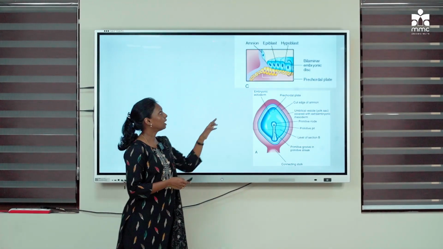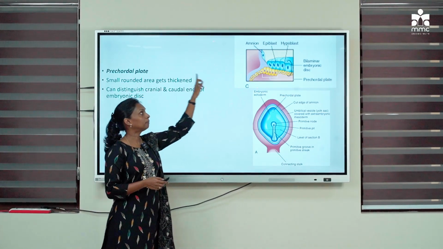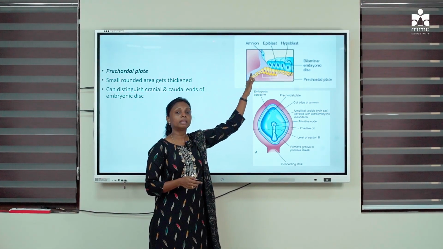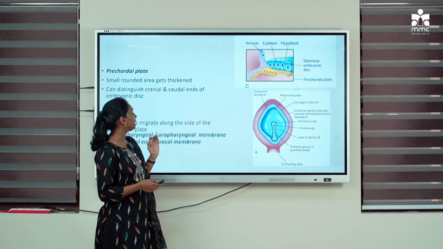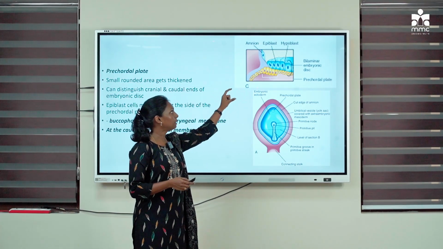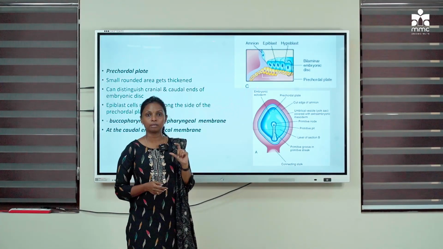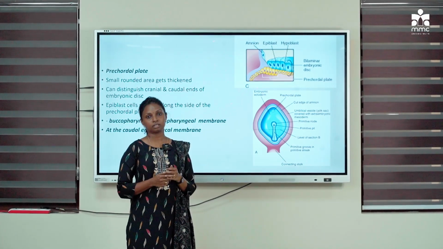That is, one at the precaudal plate. The precaudal plate is seen at the cranial end of the embryonic disc. So, what is this precaudal plate? The precaudal plate is the area where the epiblast and the endoderm, hypoblast cells, will be adherent to each other.